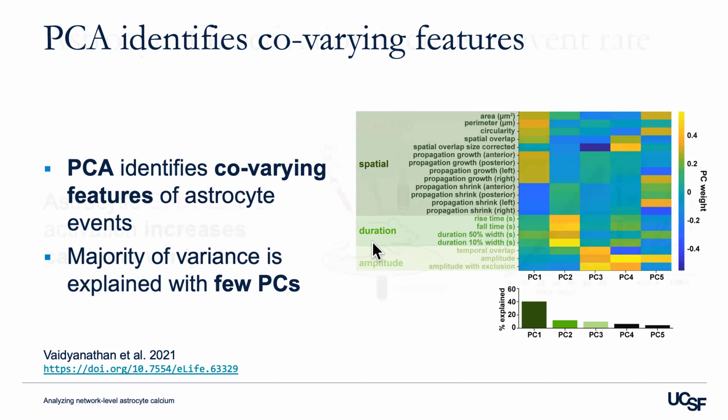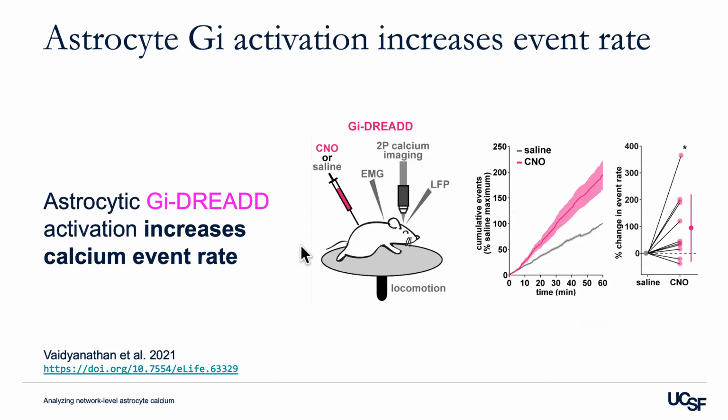One of the principal findings of the work by Tricia in this report was that we were able to manipulate the GPCR signaling of astrocytes by specifically activating Gi DREADs, and that this caused an increase in the calcium event rate that we saw over time. So in the cumulative distribution over time of astrocyte events for the active CNO condition versus the saline controls, we saw just an overall increase quantitatively in the number of events that were observed in imaging.